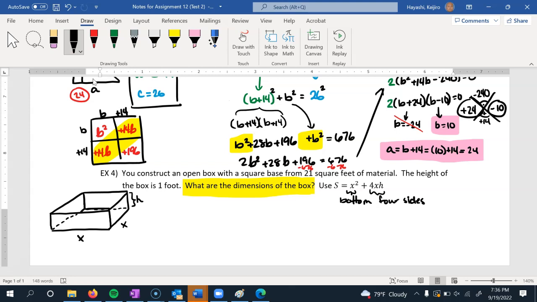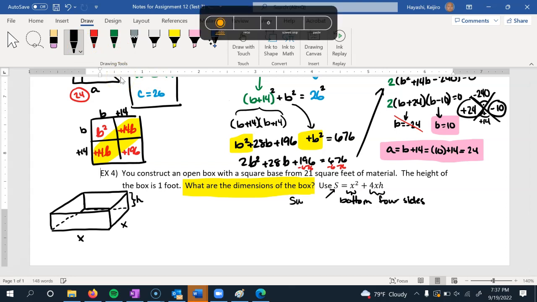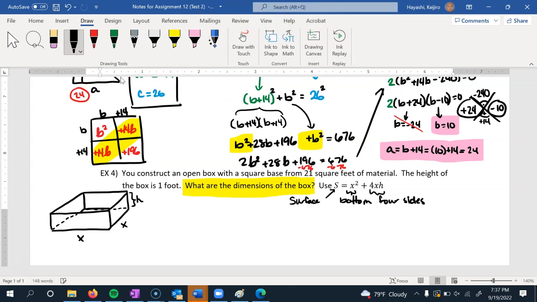But anyways, that's the box that it's describing. So we're looking for the dimensions of this box. It's its length, its width, which should be the same because it's a square base, and its height. But we're talking about it in terms of x and h. Okay. Now this is the surface area, or in simpler terms, the amount of material used to make the box.